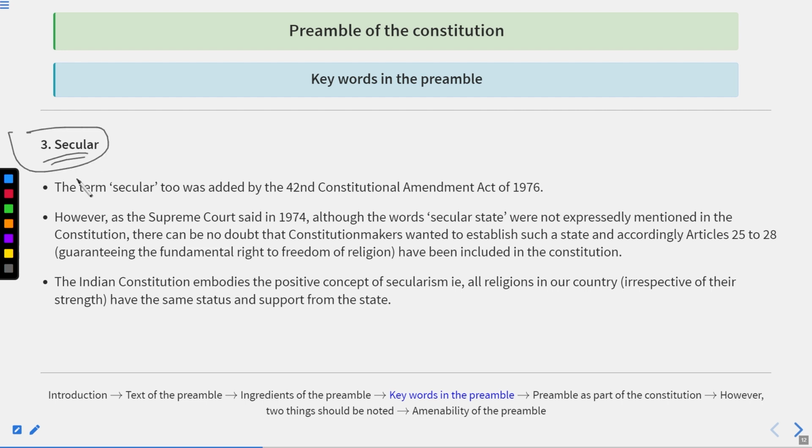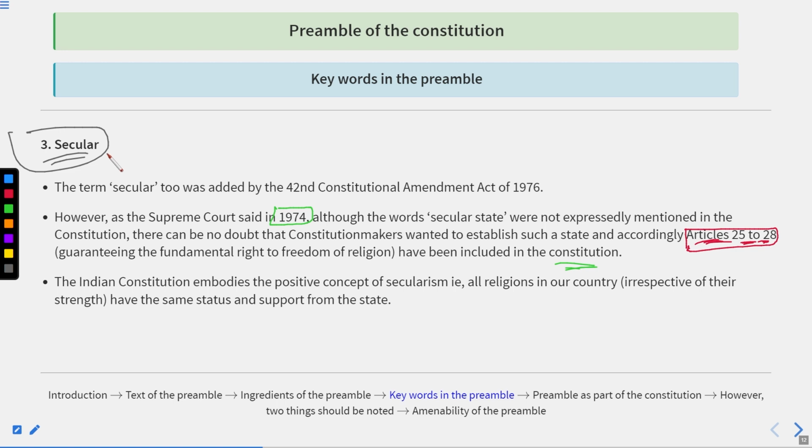Thereafter, another word was secular. The term secular was also added by the 42nd Constitutional Amendment Act of 1976. However, the Supreme Court said in 1974, although the words secular state were not expressly mentioned in the Constitution, there can be no doubt that the constitution makers wanted to establish such a state. Accordingly, Articles 25 to 28 guaranteeing the fundamental rights to freedom of religion have been included in the Constitution. All right, it means that when we were making the Constitution, we had added Articles 25 to 28, which provide religious freedom.